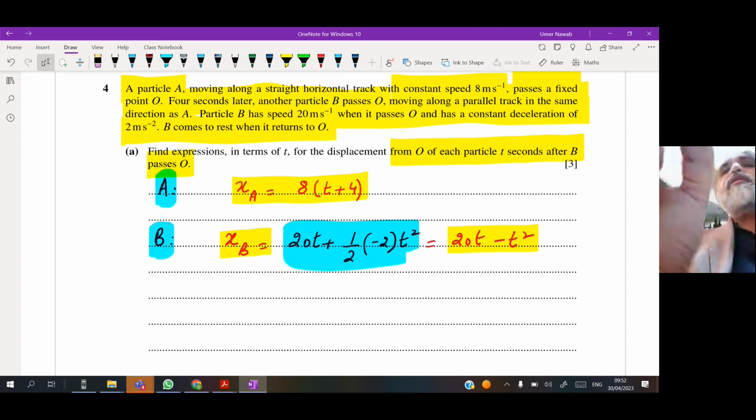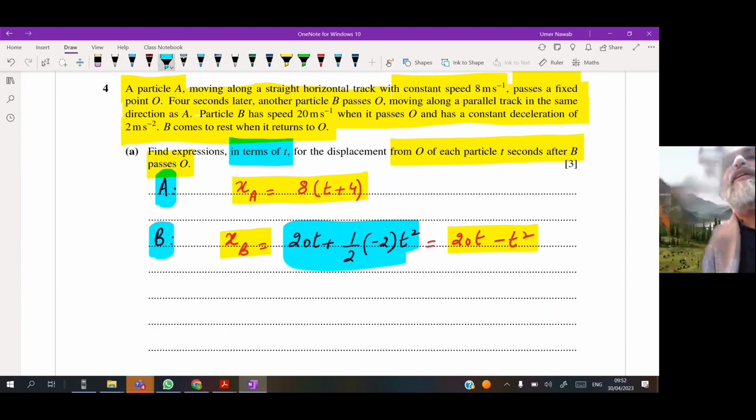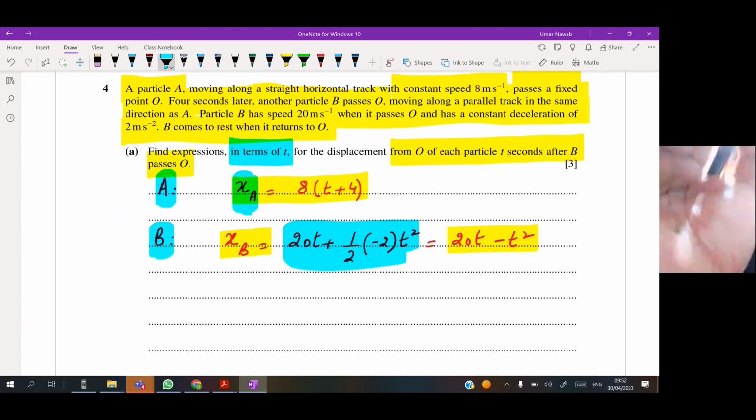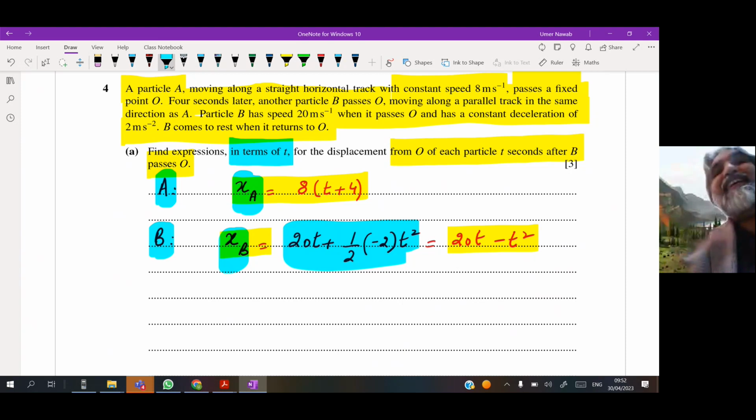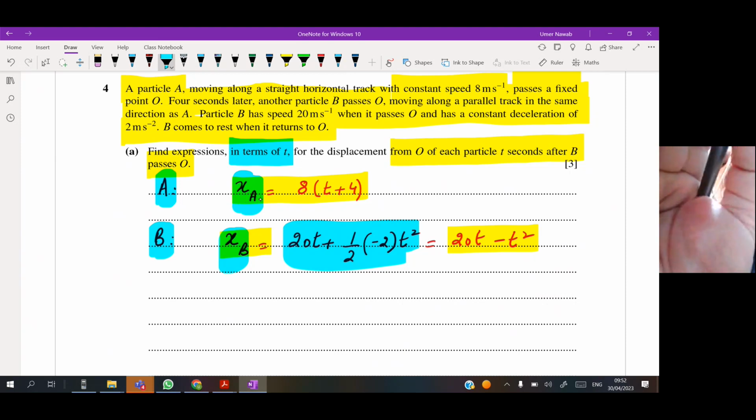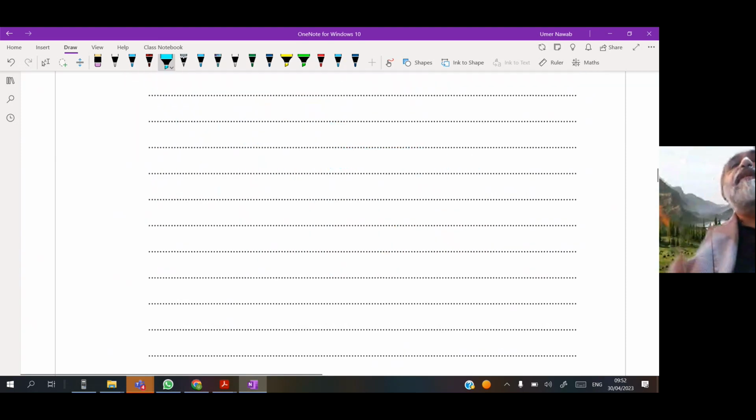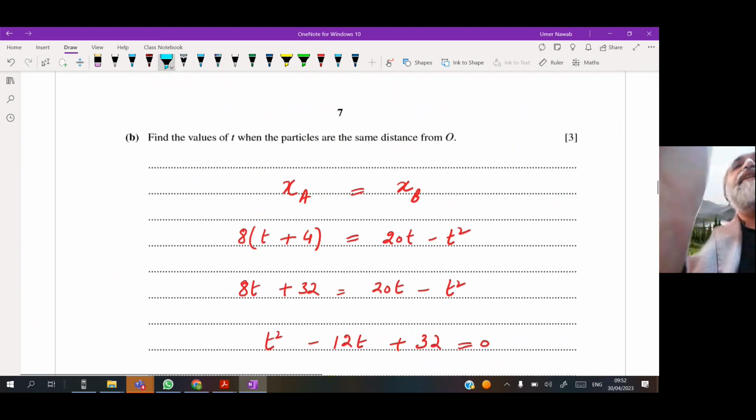So anyways, I got the two equations, and this is the thing he said you need to write in terms of t. I got the two displacements. The good thing in my working is you can see I wrote A in the subscript and B in the subscript. It tells you which particle I'm talking about. If you don't want to write the subscript A and B, that's fine. The examiner is actually looking at x_A is equal to 8(t plus 4) and x_B is equal to 20t minus t squared.